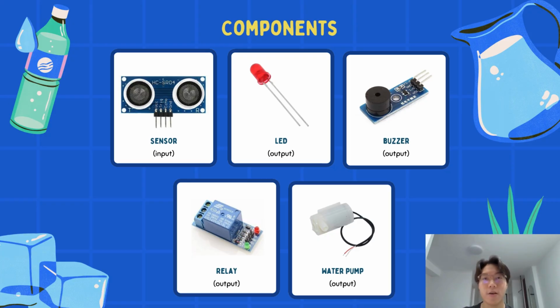Hi, I'm Sirapat, or King. So our project uses the following key components. The first one is the ultrasonic sensor to detect an object's distance. The second one is an LED light to show when the system is active. The third one is a buzzer to make a sound when water is dispensing. The fourth one is a relay to safely control the water pump. And the last one is the water pump to let the water flow. These components are connected to an Arduino microcontroller, which processes sensor input and controls the output.